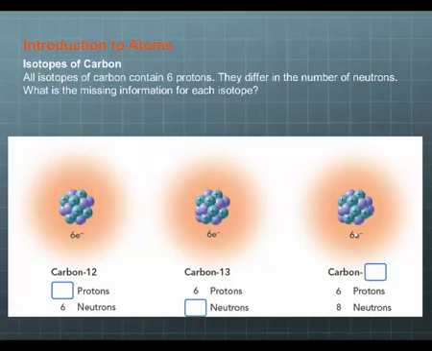So obviously carbon-12 has 6 protons and 6 neutrons. Carbon-13, because it has a total mass of 13, must have 7 neutrons. 6 plus 7 equals 13. Finally, the last form of carbon, we have 6 protons and 8 neutrons. 6 plus 8 gives us a total of 14 for the mass. So in this case, carbon-14 is when there are 6 protons and 8 neutrons.